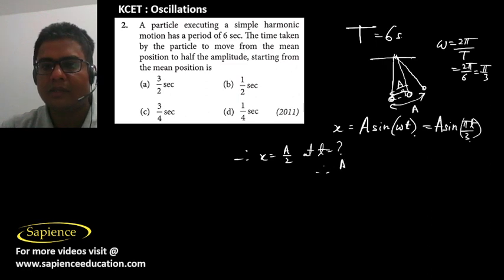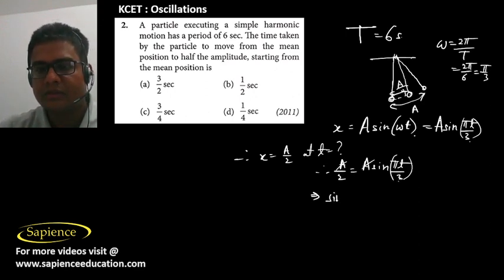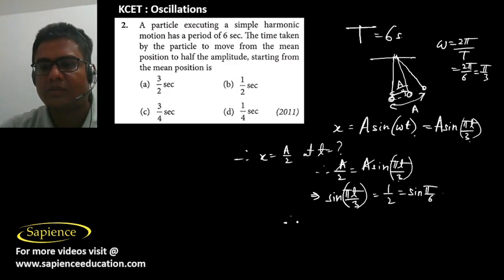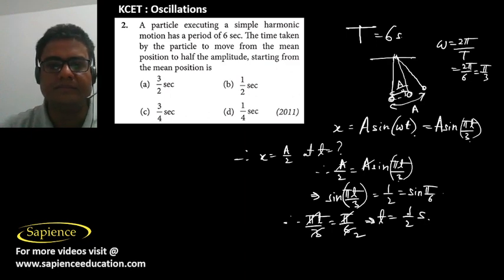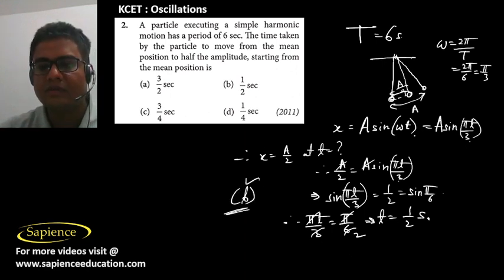So a by 2 will be equal to a into sine pi t by 3. So a and a will cancel. Then we can say sine pi t by 3 is equal to half. So half is equal to sine pi by 6. Therefore pi t by 3 is equal to pi by 6. So t will be equal to, pi and pi will cancel, 3 by 6. So t is equal to half a second. So option B is the correct answer. It will cover half of the amplitude in a time interval of 1/2 seconds.